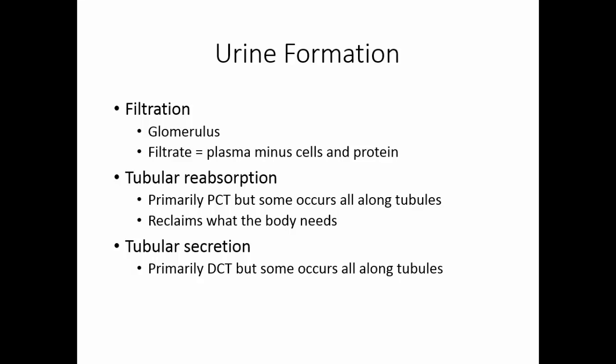This occurs primarily in the distal convoluted tubule, but some occurs all along the tubules. Here we selectively remove substances from the blood. This may be stuff that didn't get filtered in the first place or that got passively reabsorbed and we really need to get rid of it.